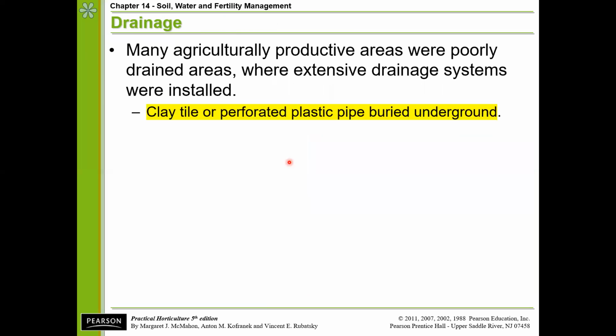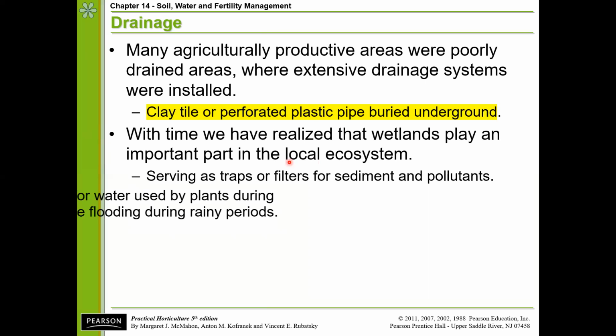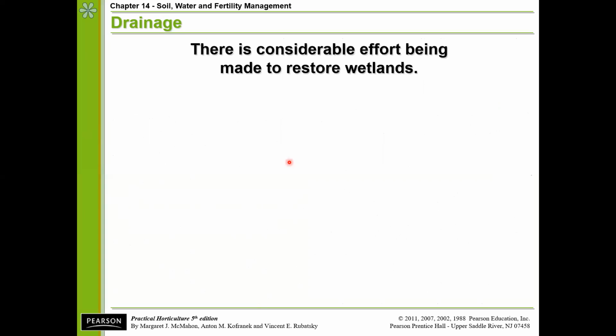All right, so of course, we think about adding water. You also have to think in wet places of draining water too. So generally we do that through some sort of tile, or a drain tile, which is often made of clay, or a perforated plastic pipe buried underground to basically move water and drain it off of areas.